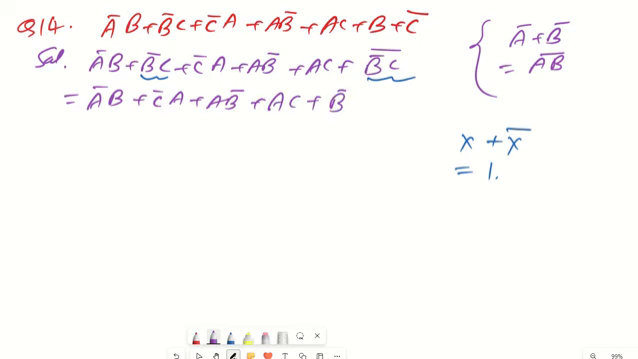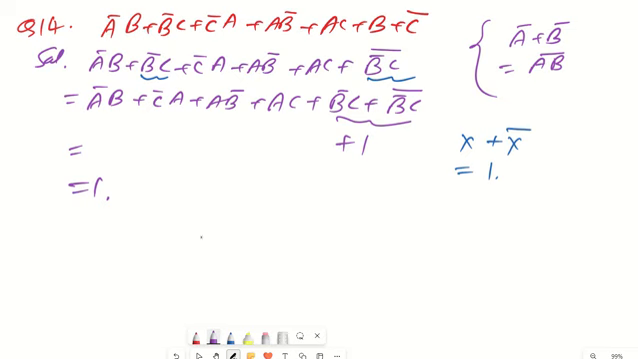plus b bar c plus b bar c whole bar. So these two terms will make it 1, right? So it is going to be 1 plus something. So 1 plus something, any term there is in the logic expression, my answer will always become 1. Okay, so this is the complete solution.